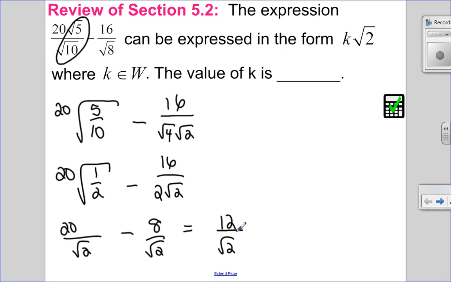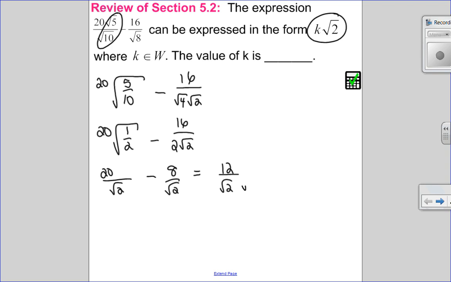So I have 12 over root 2, but you can see in my expression there, I don't have a fraction. That's because we rationalized the denominator. So in my next step, I'm going to rationalize the denominator by multiplying top and bottom by root 2. So root 2 divided by root 2 is 1, and I can multiply any expression by 1. So I'm going to end up having 12 root 2 over root of the same thing times root of the same thing is the same thing without the root. And then all I have to do is 12 divided by 2 is 6. So my answer is going to be 6 root 2.